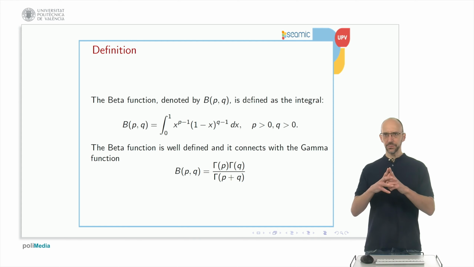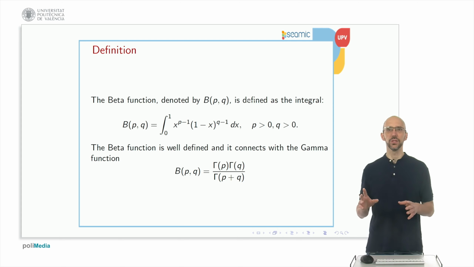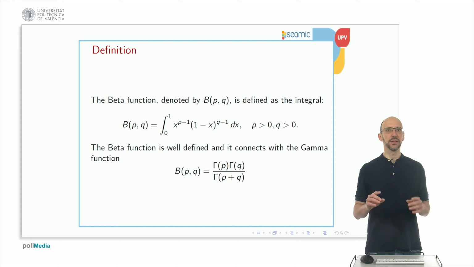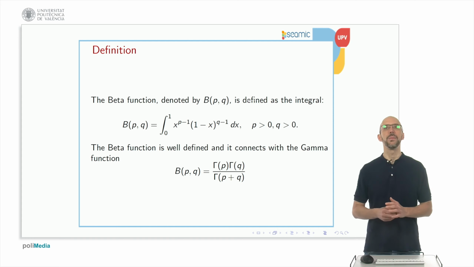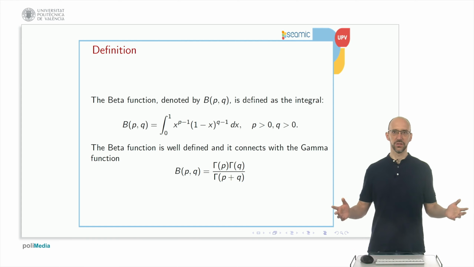By the way, in this integral p is positive, q is positive, but no one is telling you that p and q should be natural numbers. They could be fractions, could be rational numbers. So this makes this integral a little bit more complicated. I am being sarcastic. It's much more complicated if p and q are fractions or rational numbers.